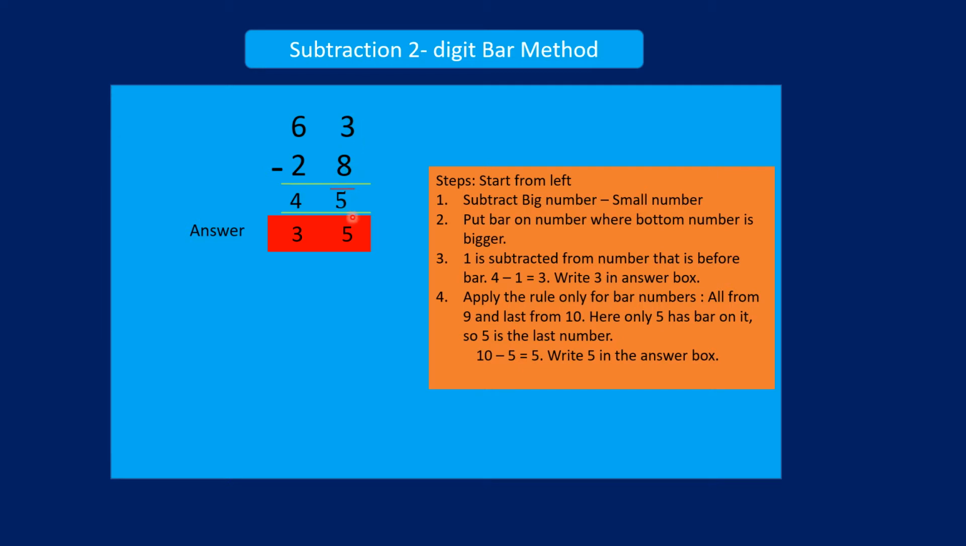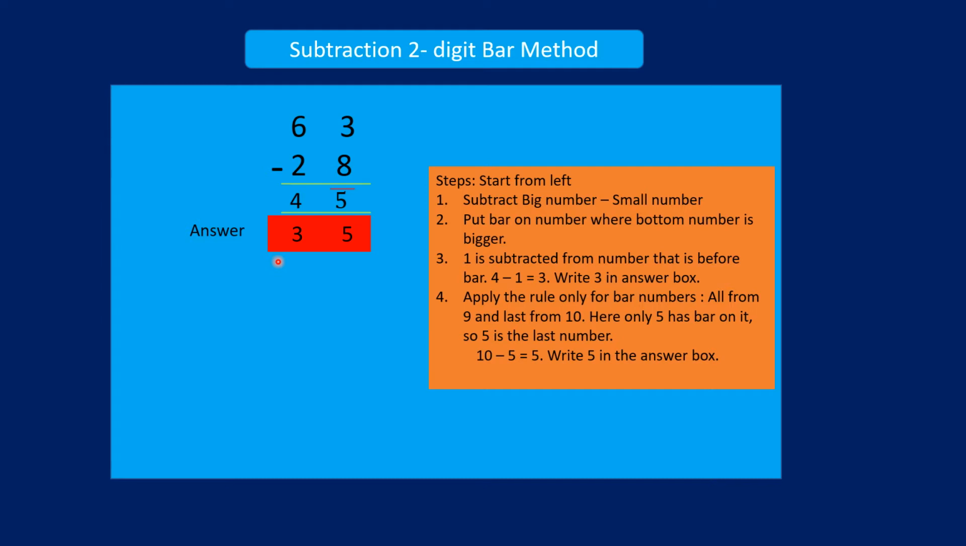Next step: put a bar on the number where the bottom number is bigger. So we are going to put a bar on 5 because the bottom number was bigger here. Here the top number was bigger, so we are not going to put a bar on 4. And we need to remember, any number before a bar, we subtract 1. 4 minus 1 is 3, so we write 3 in our answer box.